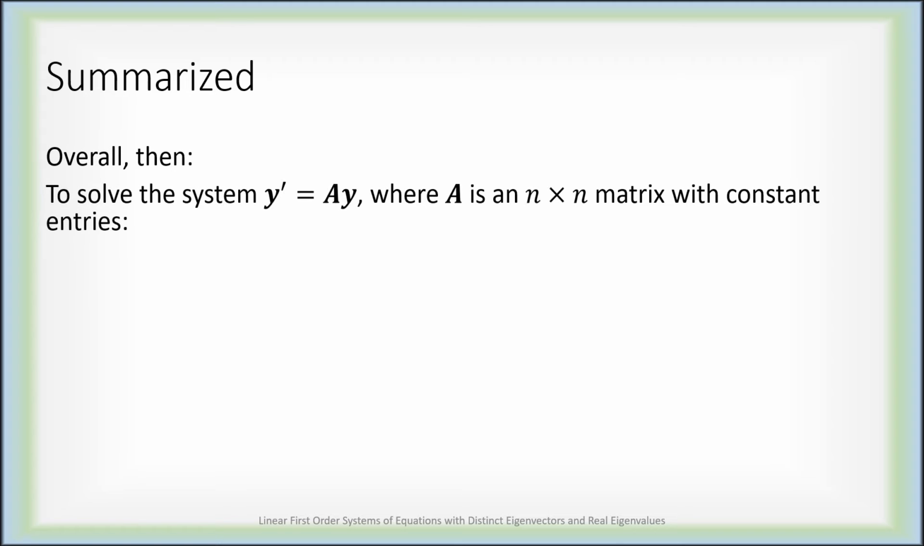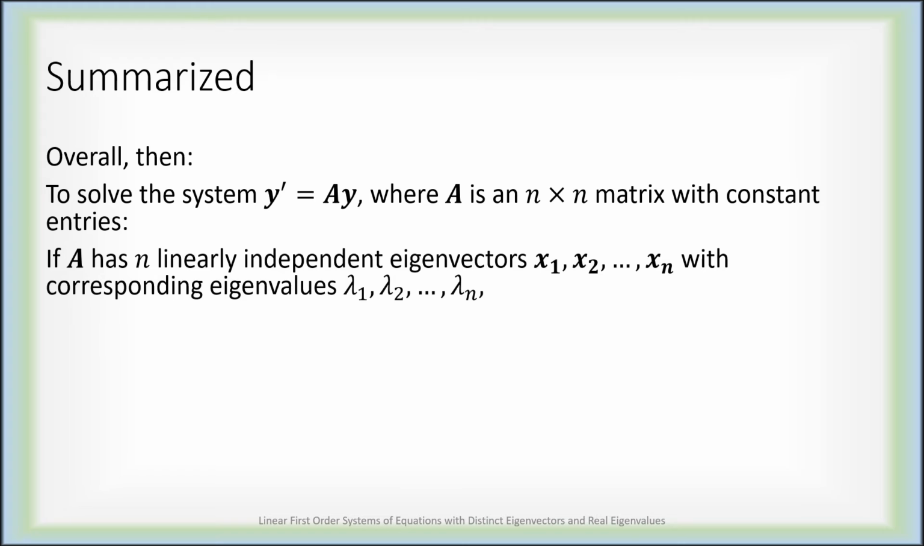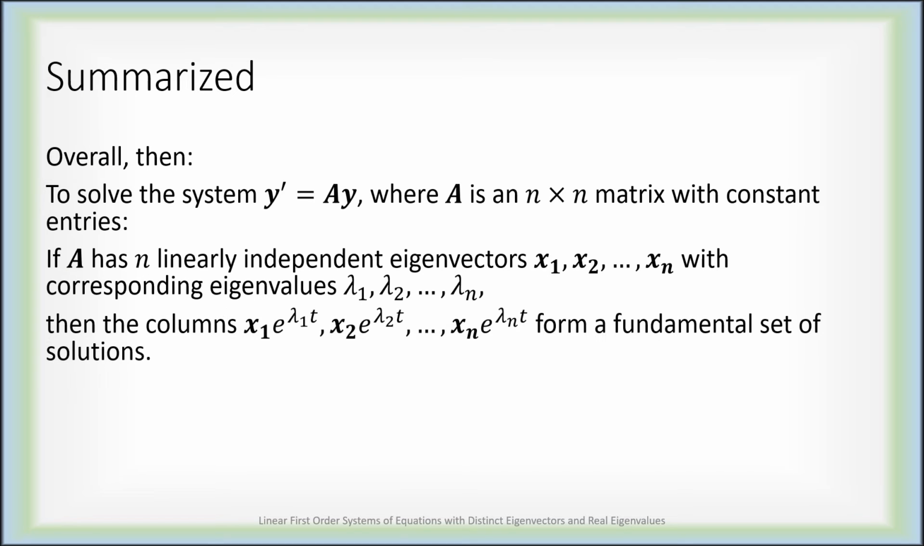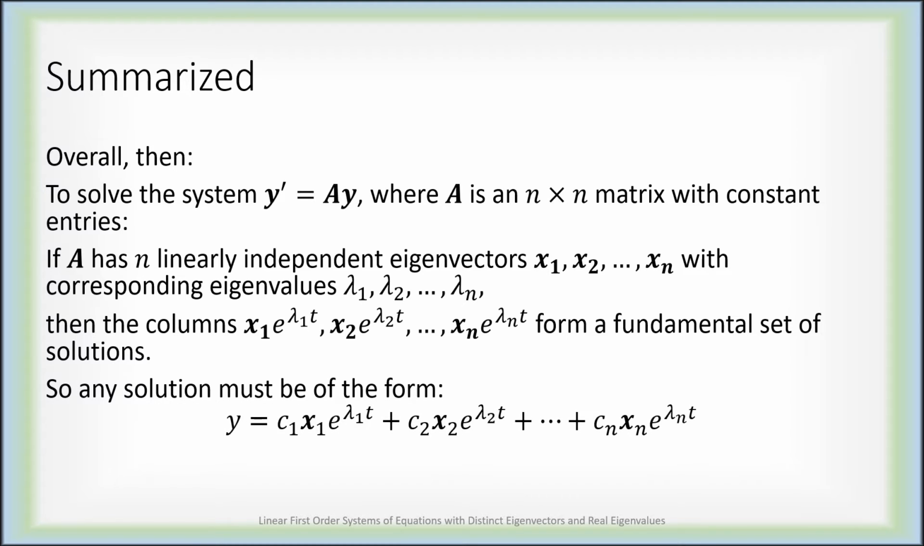Altogether, to solve y prime equals Ay, where A is an n by n matrix of constants, if you can find n linearly independent eigenvectors and call them x1 through xn with corresponding eigenvalues lambda 1 through lambda n, then the columns xi e to the lambda i t form a fundamental set of solutions, and therefore any solution must be a linear combination of those columns. So the c1, c2 through cn are arbitrary constants.